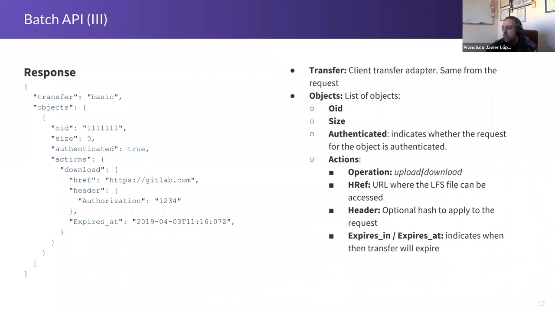href, which is the URL where you can access the LFS file. We have the headers, which will usually be used to store the authorization headers. And finally, the expires in or expires at, that indicates when the transfers will expire. So in this case, what this response says is, if you want to download the LFS file with the OID 1111, you can access it in the href https gitlab.com. Okay?